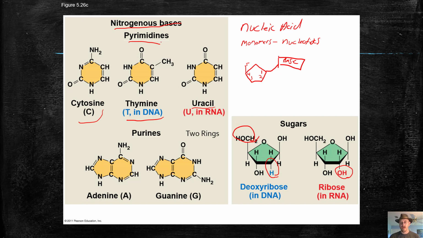And the last thing I'll draw on my little sketch over here is attached to this 5th carbon is going to be a phosphate group. I just draw it as a P with a circle around it. And they have a negative charge, and I'll put that on there too. Okay, so what I've drawn here is a basic monomer. And if I wanted this to definitely be DNA, I would just draw an H right here. If it was RNA, I'd draw an OH right there.